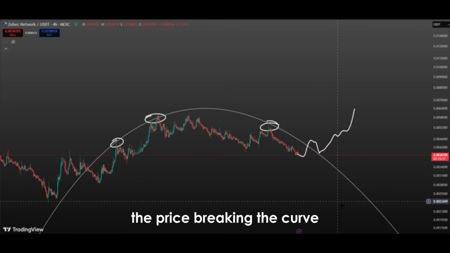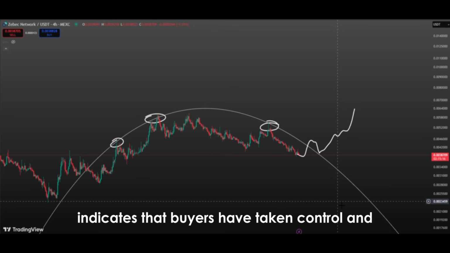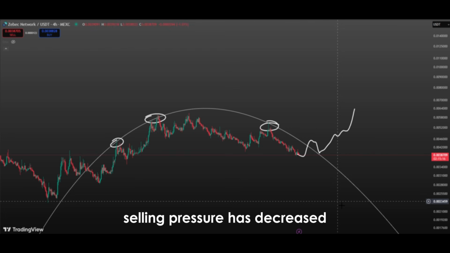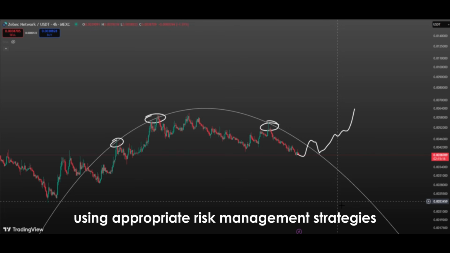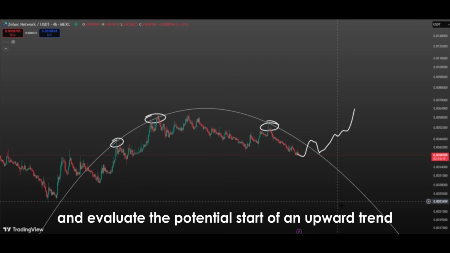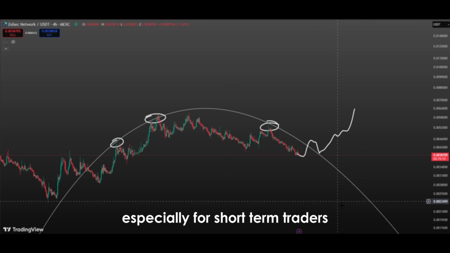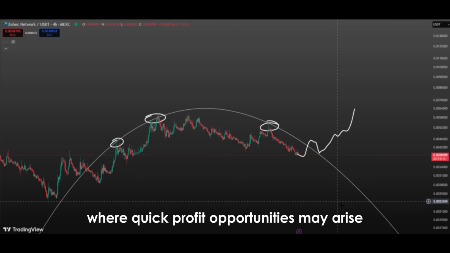The price breaking the curve indicates that buyers have taken control and selling pressure has decreased. At this point, investors can take positions using appropriate risk management strategies and evaluate the potential start of an upward trend. Especially for short-term traders, this breakout represents a critical level where quick profit opportunities may arise.